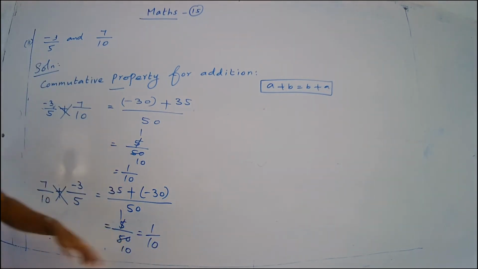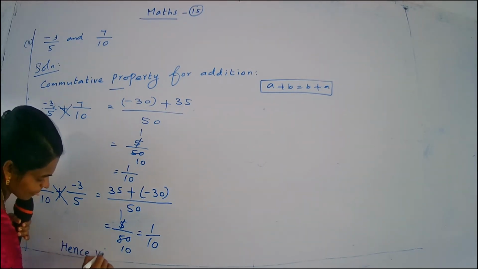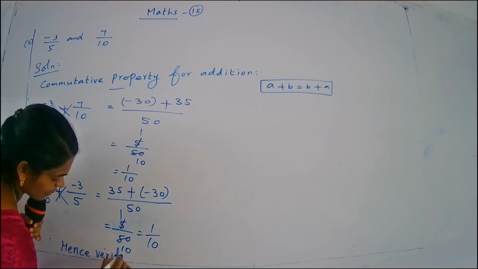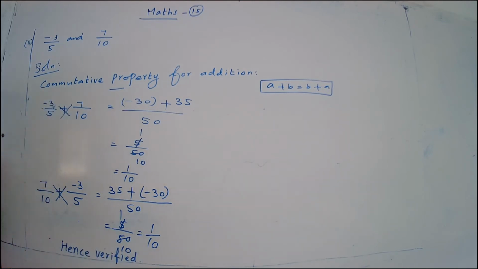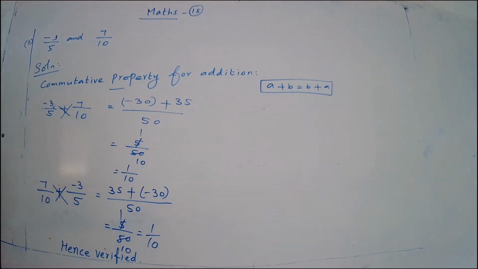You see these two answers? These two answers are equal. Therefore, commutative property is true for addition. Okay, children? So hence verified. Do you understand, children? Now you come to multiplication. Commutative property for multiplication.